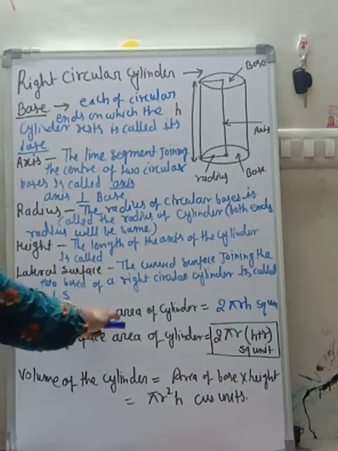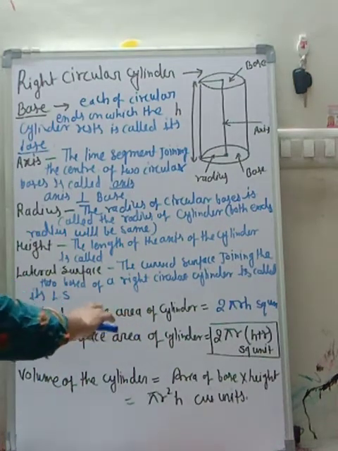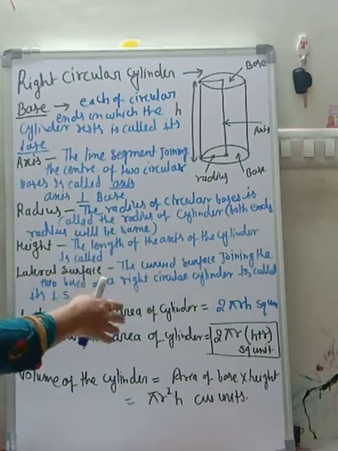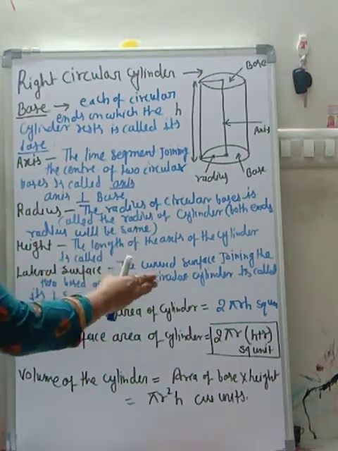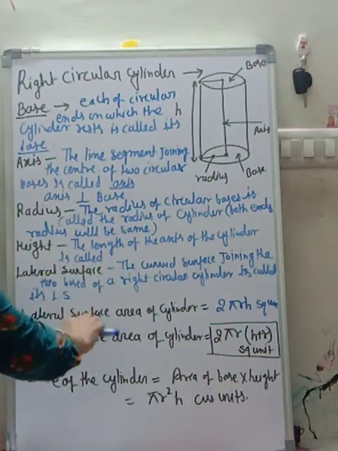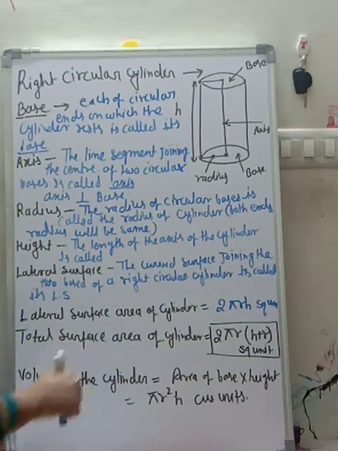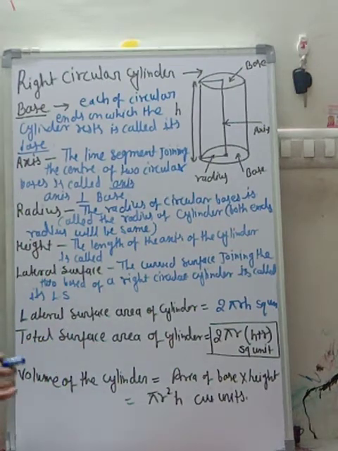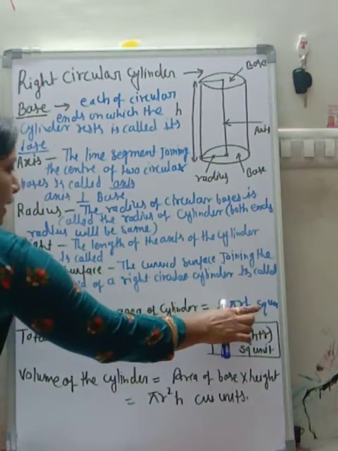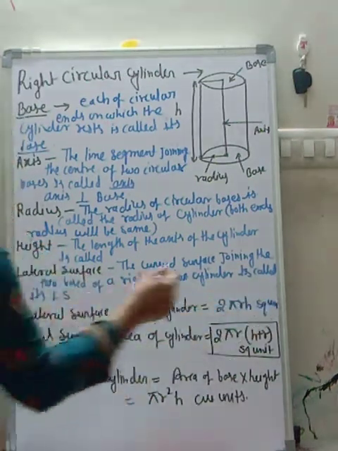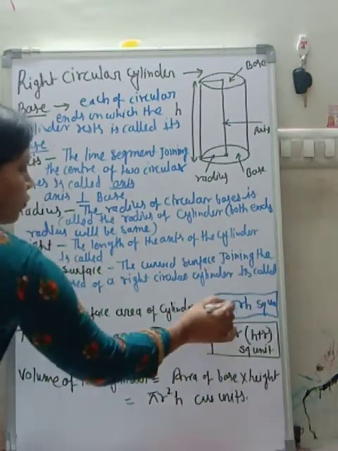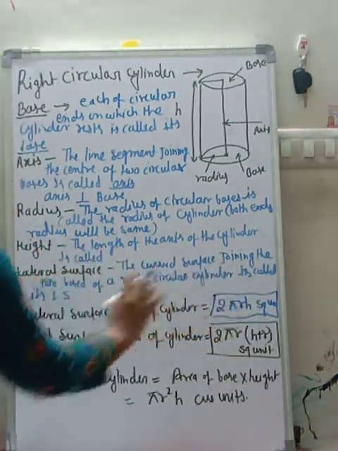So the lateral surface area of a cylinder is equal to the area of a rectangular sheet, or you can say the length of the rectangular sheet into height. It means you can say curved surface area of a cylinder, or lateral surface area of a cylinder, is 2 pi r h square units. This is the curved surface or lateral surface area of the cylinder, 2 pi r h square units.